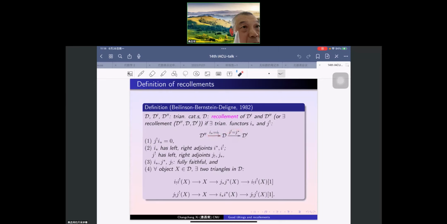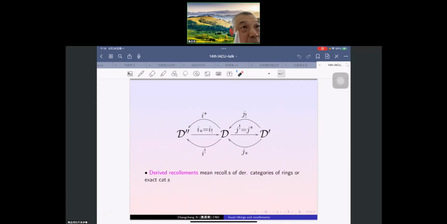Also, using the adjunction morphisms, you have some natural triangles in this triangulated category. And this is very natural because this functor has a left adjoint and a right adjoint, and then we use the morphisms here, here, and here. These are just natural units and counits. And here, this is also the same. So roughly speaking, a recollement is the following: we have three triangulated categories and six functors, and require certain conditions on these functors. So this is the recollement. And by derived recollement, we always mean a recollement of derived categories of rings or algebras or even exact categories. This is what is called a derived recollement.